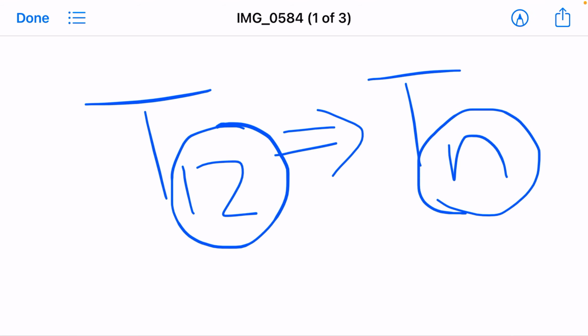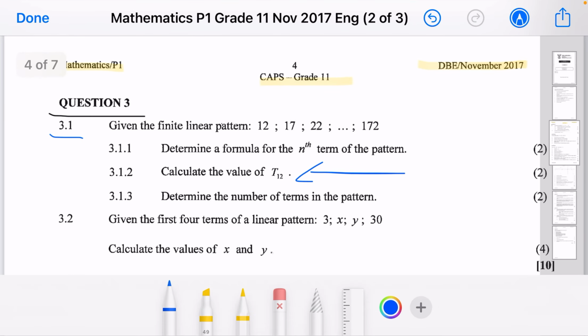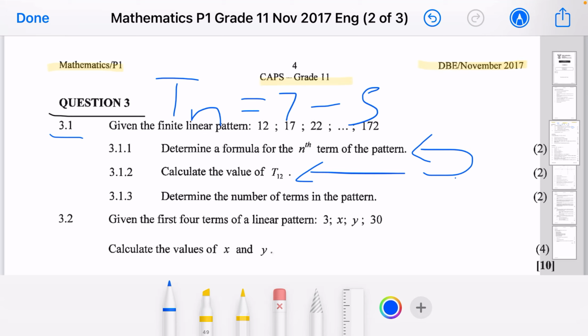Okay, very, very much important, guys. So that means on that formula that you calculated or determined on the previous question, substitute 12 in place of n. Okay, so if you had Tn equals, just as an example, ladies and gentlemen, let's say you had 7 maybe minus 5n. This is just an example, ladies and gentlemen.